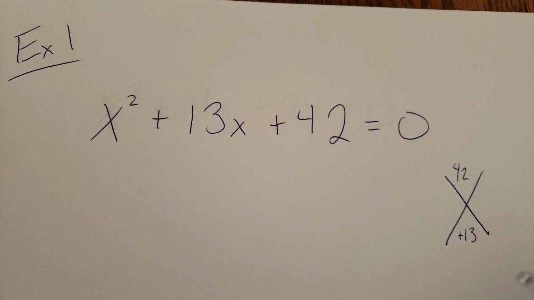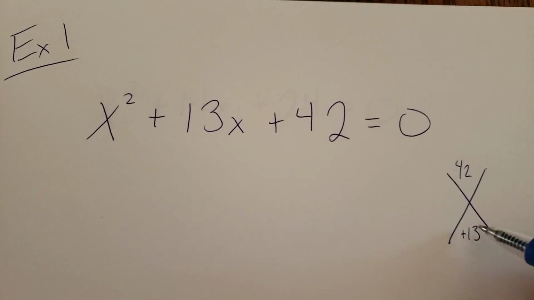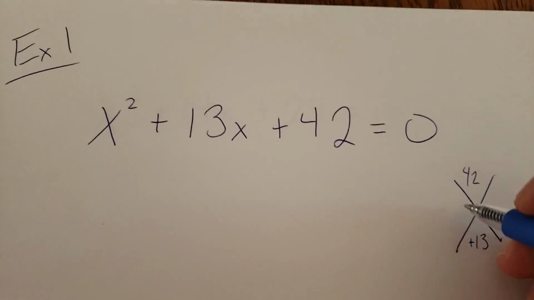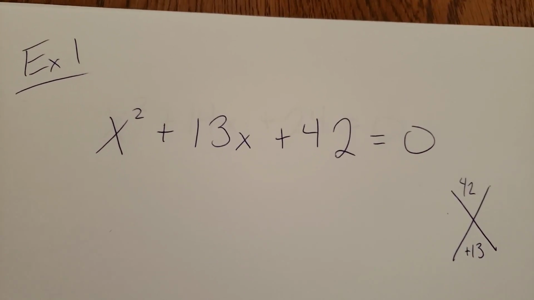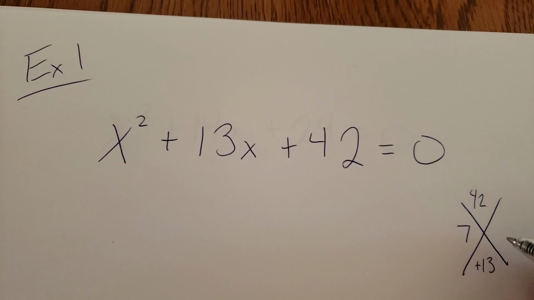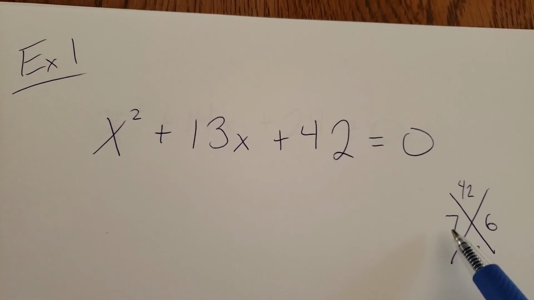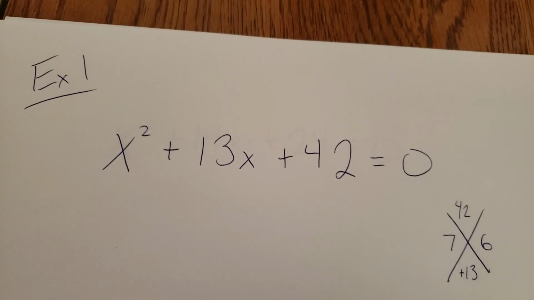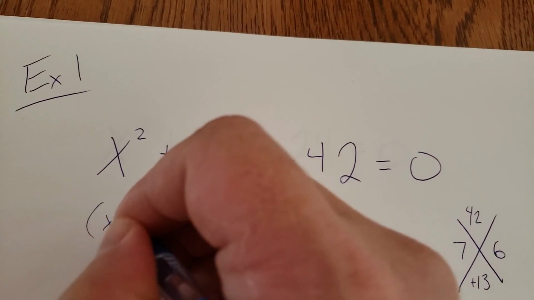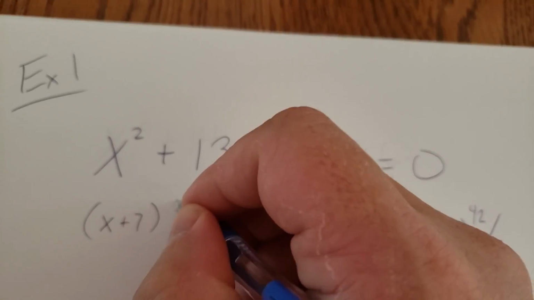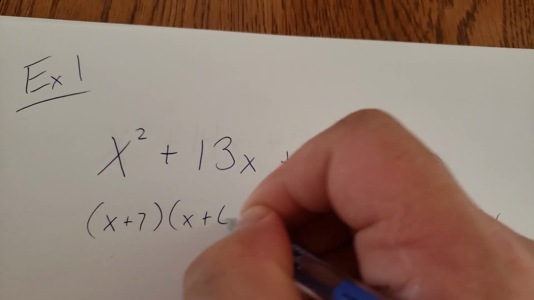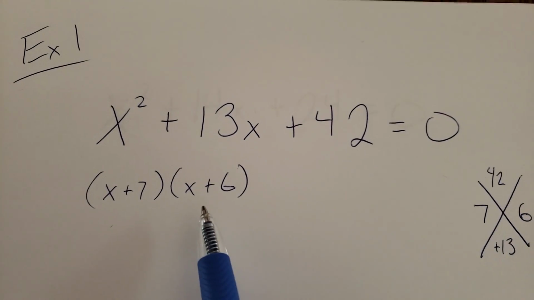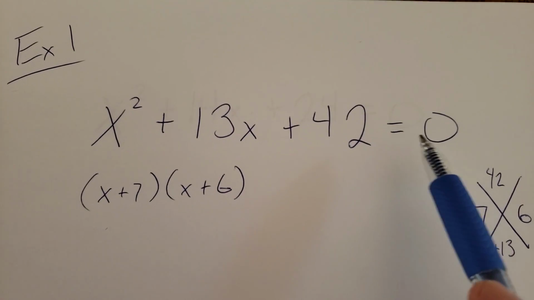So we could go through all the different ways, but I can see right now 13, the most common way is 7 plus 6, and I know 7 times 6 makes 42. So positive 7 times positive 6. 7 times 6 makes 42. 7 plus 6 makes 13. So when I factor this, it turns into x plus 7, x plus 6. And that's exactly what we did yesterday and the day before. We stopped right there. But now we have this equals 0.